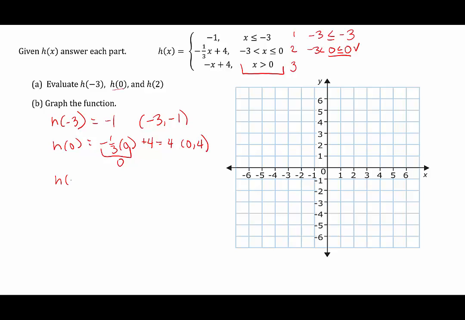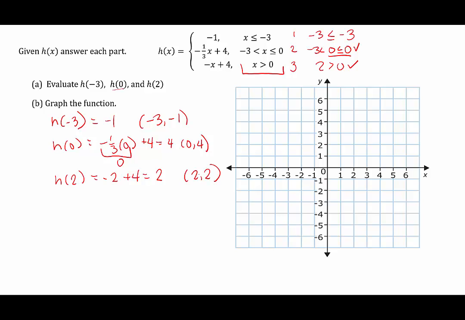Lastly, we have h of 2. H of 2 we're going to plug in. Where's 2 go? 2 is greater than 0, so it's going to go in the bottom piece, right? It doesn't make sense up here. 2 is not less than or equal to -3. It's not in between -3 and 0. It is there where the positives are. X is greater than 0. We're going to plug in, we get -2 plus 4. -2 plus 4 is 2, so we end up with the ordered pair, 2, 2.